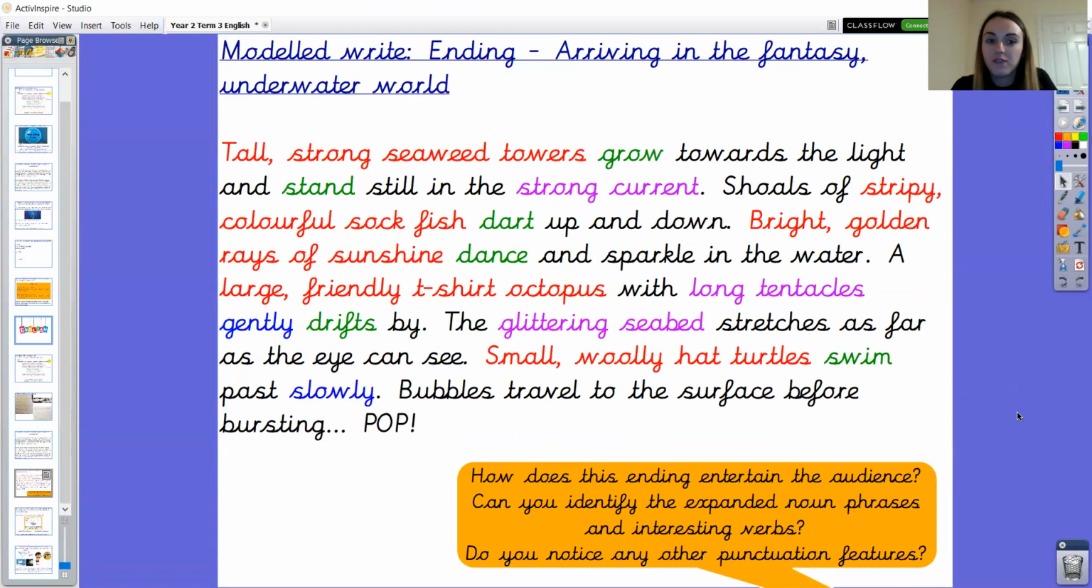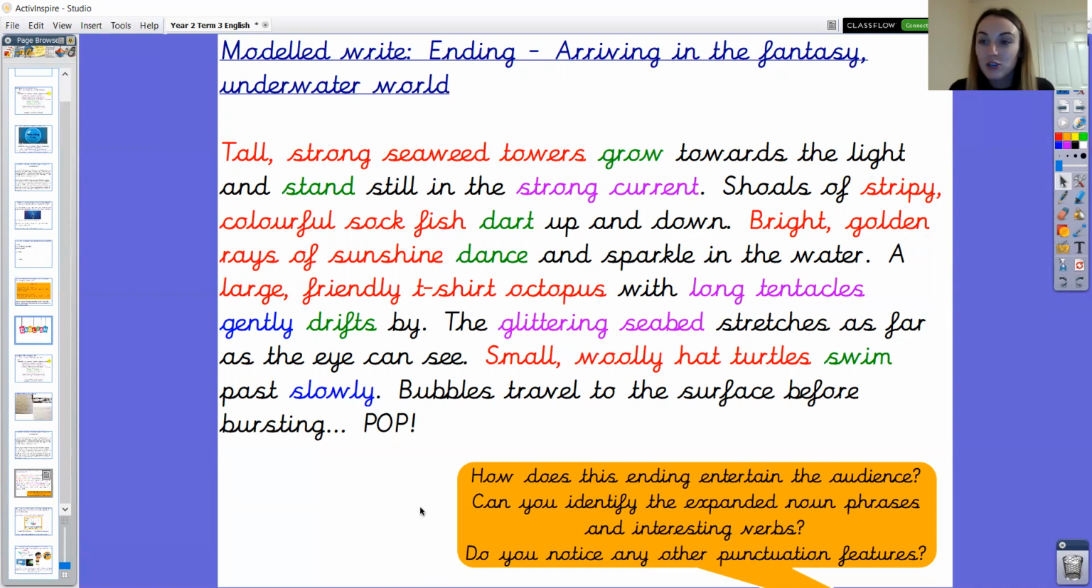Bubbles travel to the surface before bursting. Pop. So you might have discussed the punctuation that's been used here. And we can see that an ellipsis has been used here. This is what the dot, dot, dot is to create suspense. And pop is onomatopoeia, so it describes the sound that we hear. So the exclamation mark has been used to intensify the sound. Well done, year 2.